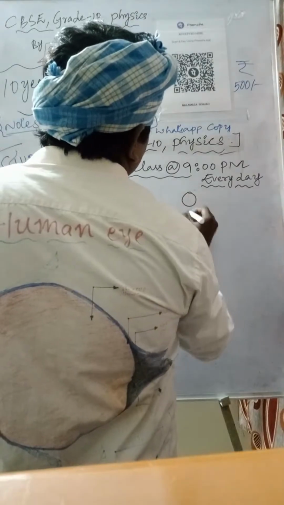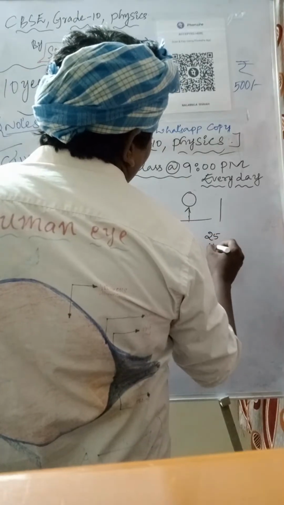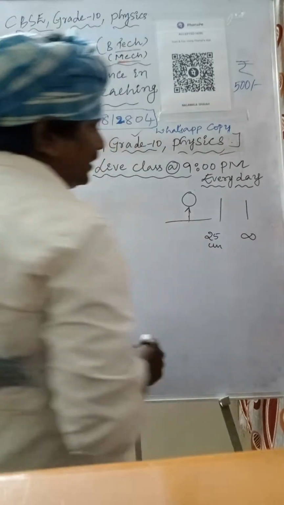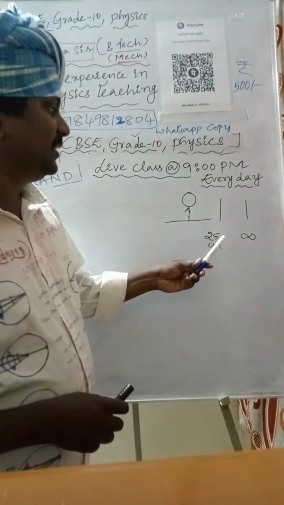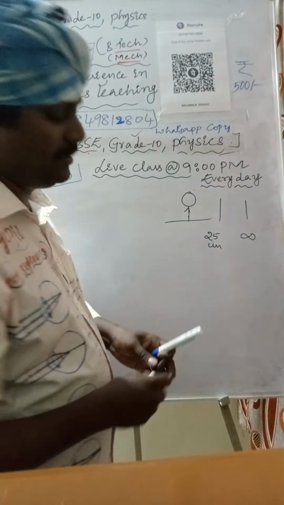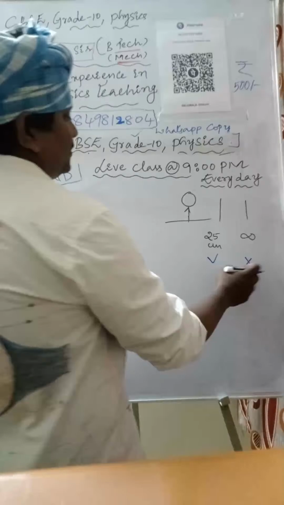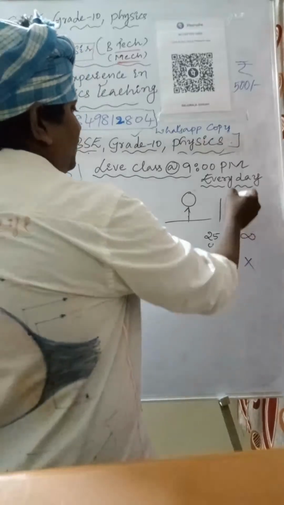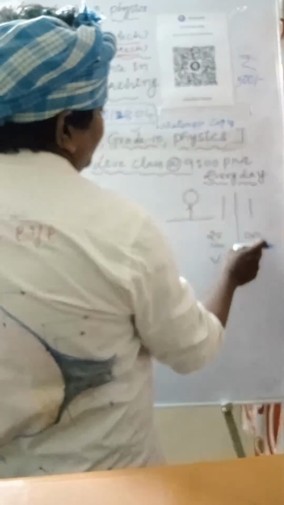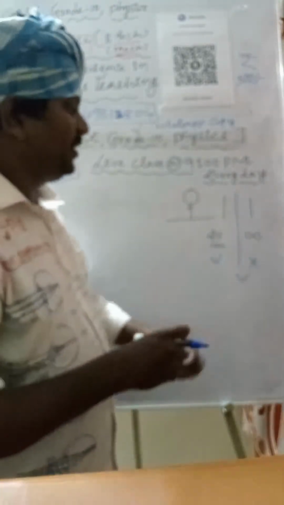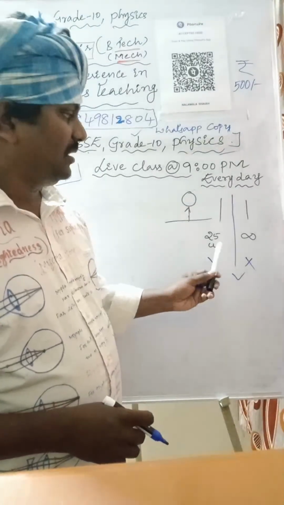So I'm considering refractive defects. The person is standing here. This is the near distance, 25 centimeter, and this is infinity. The person who has myopia can see the nearby object. He can see 25 centimeter, but he can't see infinity. Somewhere between infinity and 25 centimeter he can see a point, but beyond that he can't see.